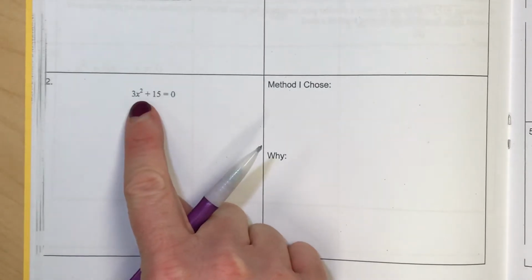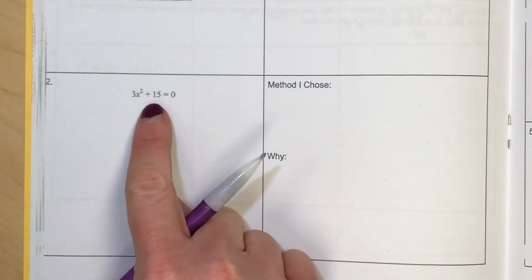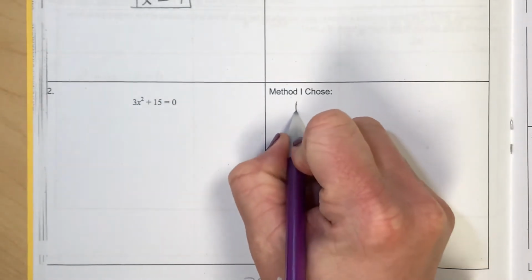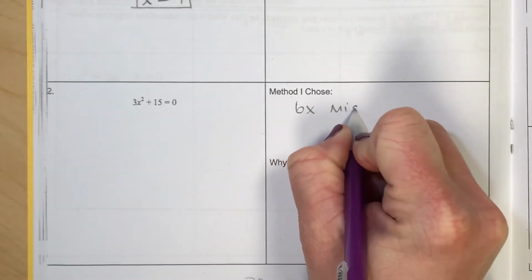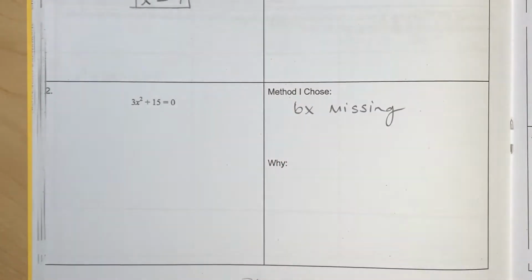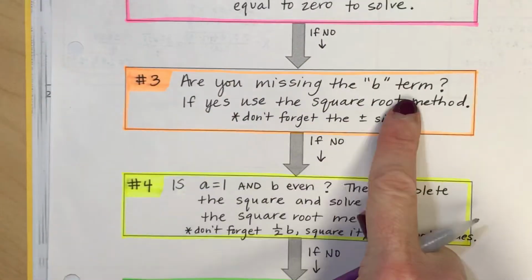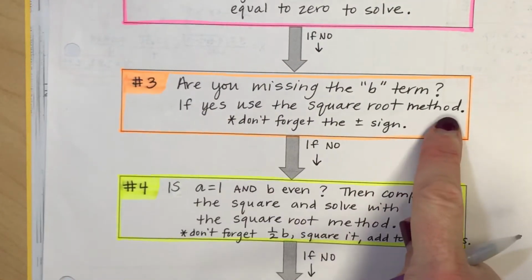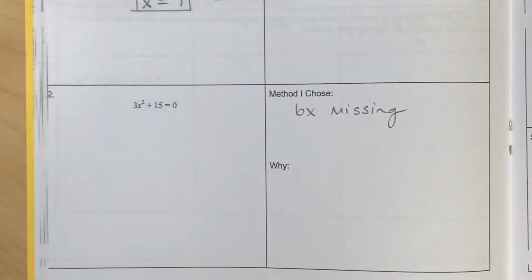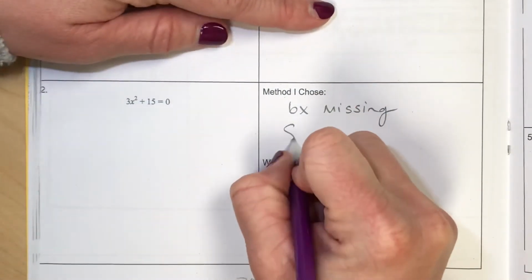Now in my next example, I have 3x squared plus 15 equals 0. I notice that my bx term is missing. And so again, this is just going off of my flow chart here. Am I missing the middle term? I'm going to use then square root method. And so I'm going to pick square root method.